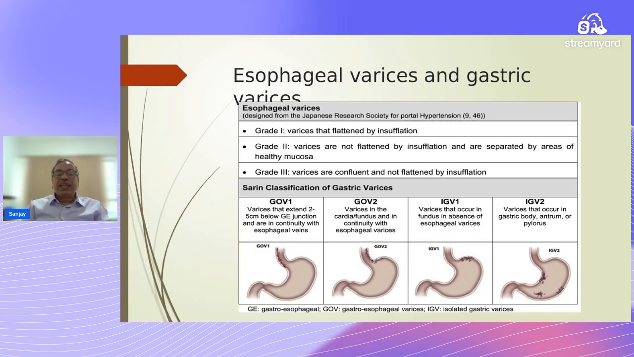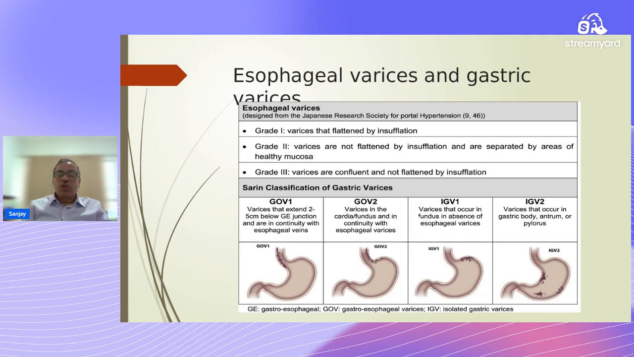Coming to esophageal and gastric varices, we have already seen the grades of esophageal varices. For gastric varices, there is one classification system which is used, and that is the Sarin classification of gastric varices. In Sarin classification of gastroesophageal varices, grade 1 is varices that extend 2 to 5 centimeters below the gastroesophageal junction and are in continuity with esophageal varices. That means the patient already has esophageal varices, and these would extend just 2 to 5 centimeters below the GE junction. That would be Sarin grade 1.